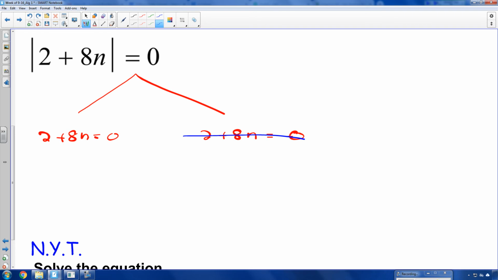Because what's the distance that 0 is from 0? It's 0, right? So this one's just going to come out to 8n equals negative 2, and n equals negative 1/4.